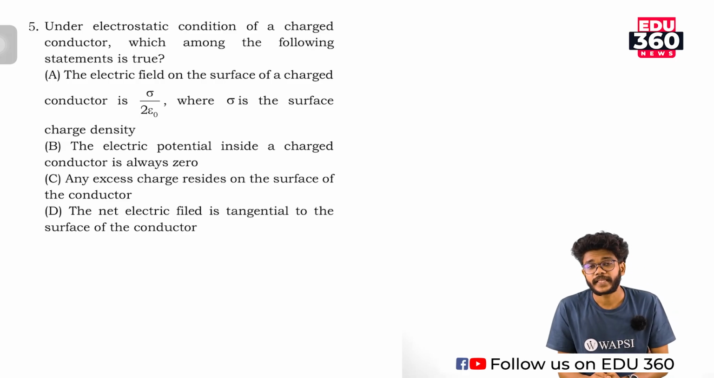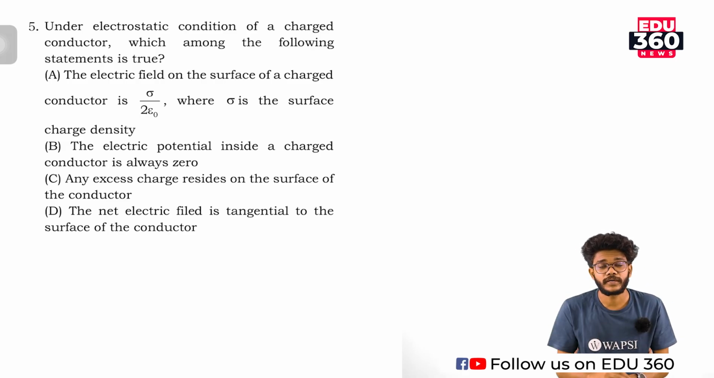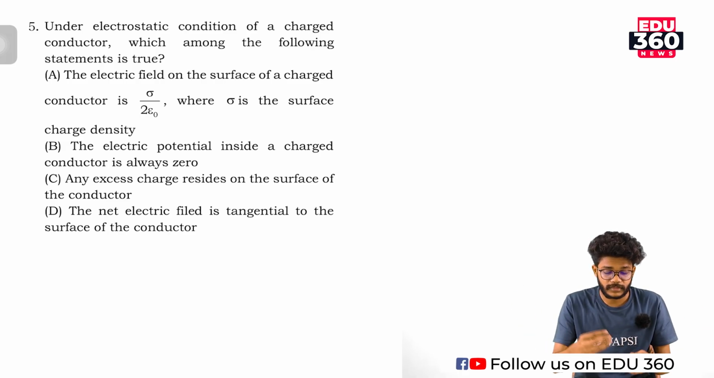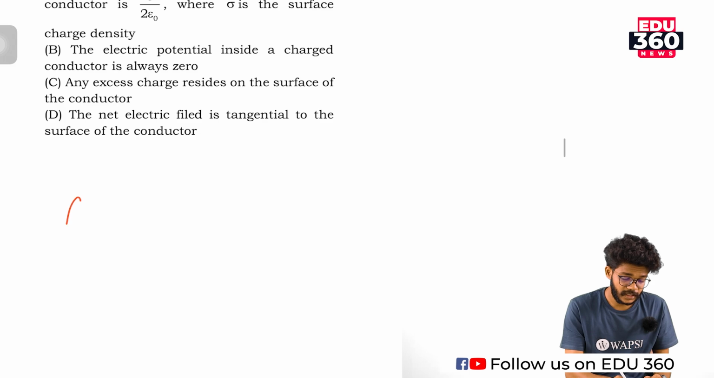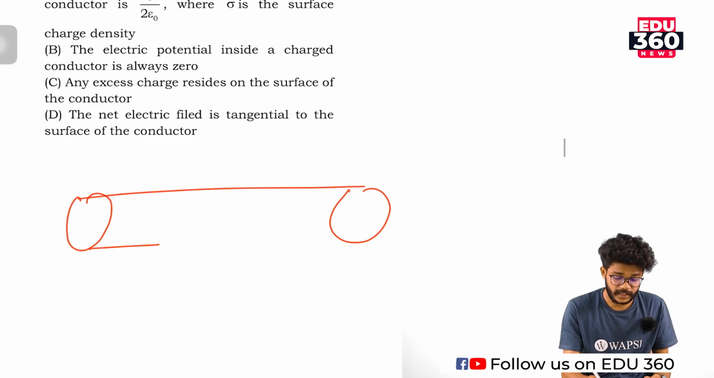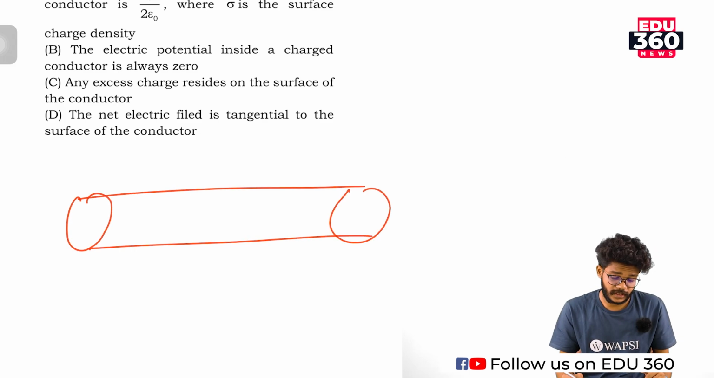That is wrong. The electric field is normal to the surface. That means the flux is going from the center outward. So consider a conductor in cylindrical shape.